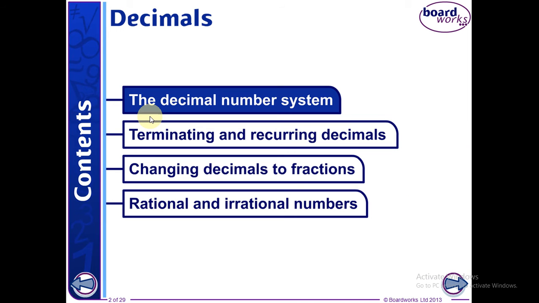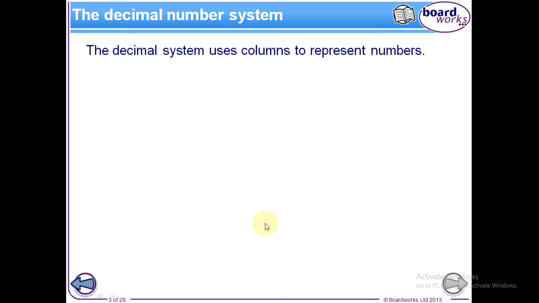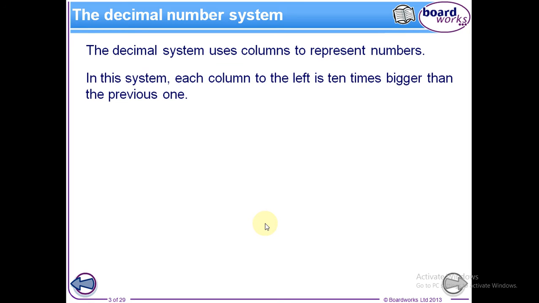Now the content to be considered under numbers and system: we are taking a look at the decimal number system, terminating and recurring decimals, changing decimals to fractions, and then differences between rational and irrational numbers. First, the decimal number system. The decimal number system uses columns to represent numbers.